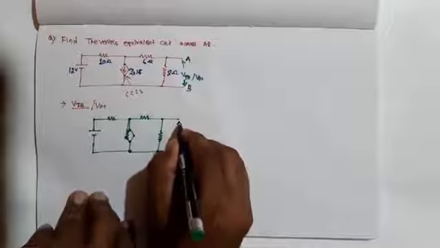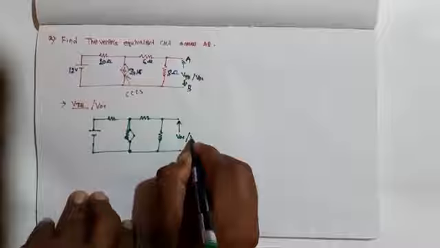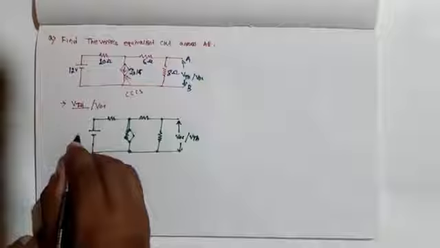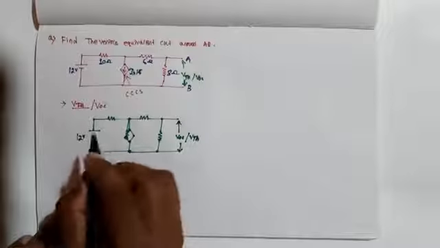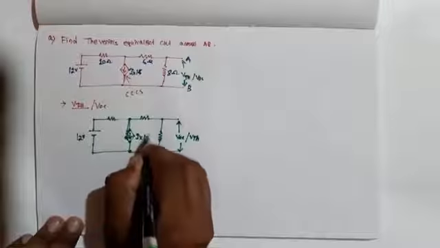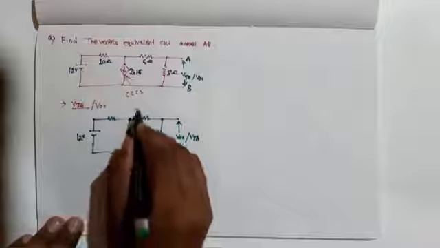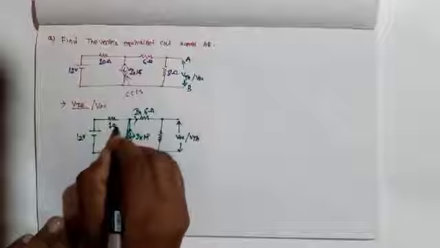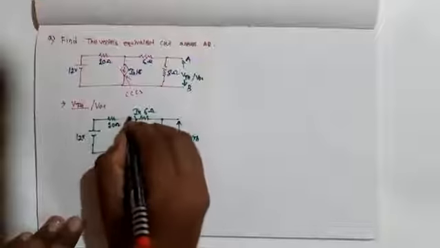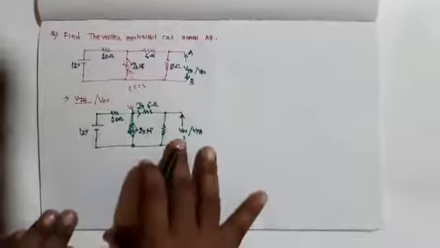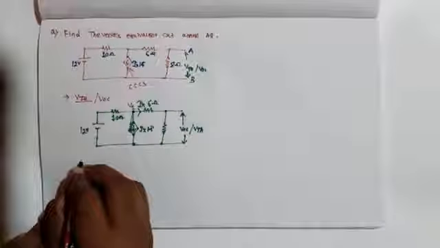This is the open circuit voltage, or VTH. This is 12 volt, this is Ix, and 1.5. This current depends on this branch, the 6 ohm branch. Here is 10 ohm. Let us apply node voltage. Let the node voltage be V1. We apply the node equation to find this voltage.